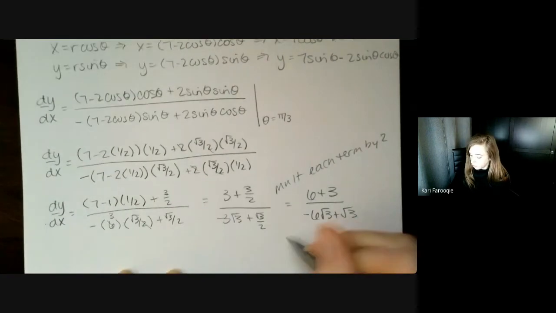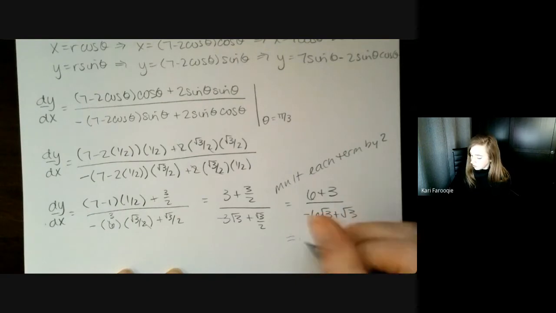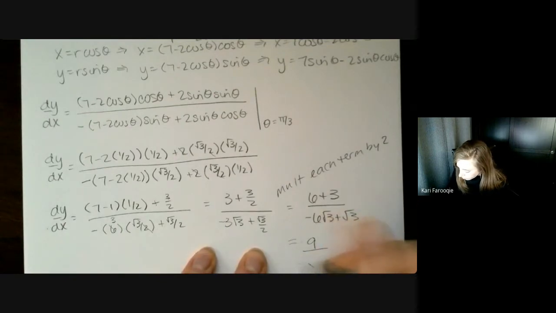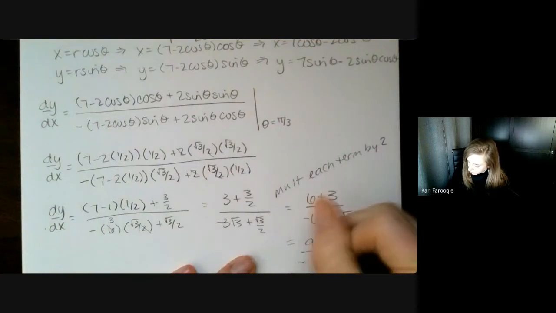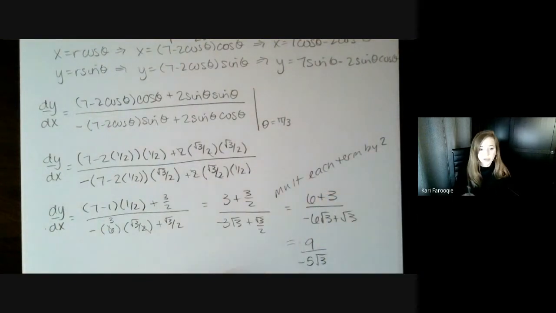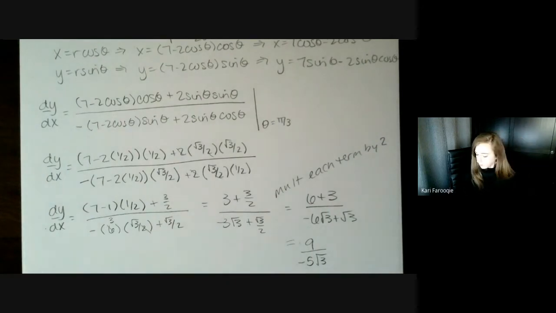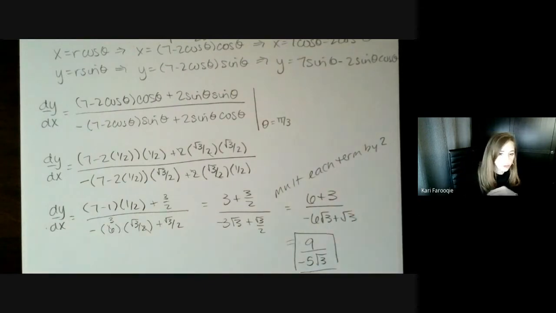And then you can simplify this one more time. As 9 divided by negative 6 root 3 plus 1 is negative 5 root 3. And you don't need to rationalize the denominator. That's fine. Leave it as is. That is how you find slope in polar form.